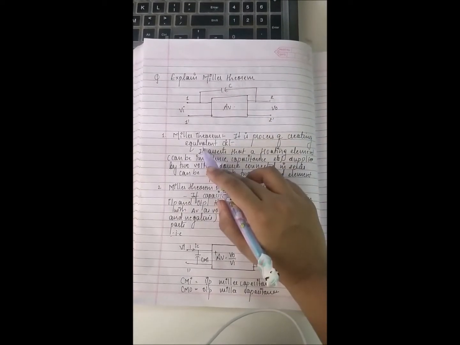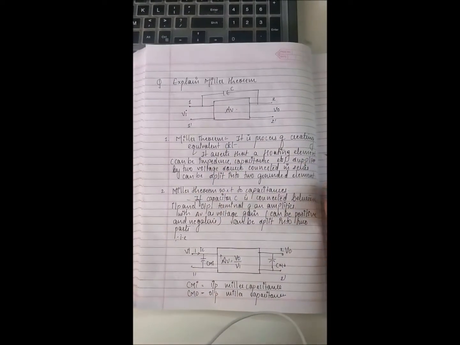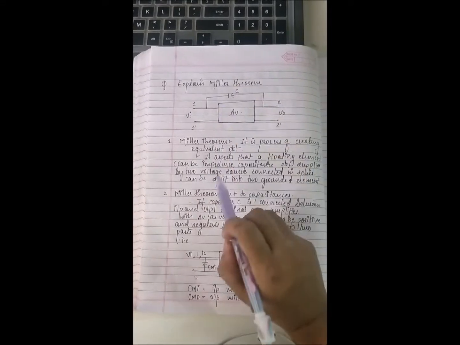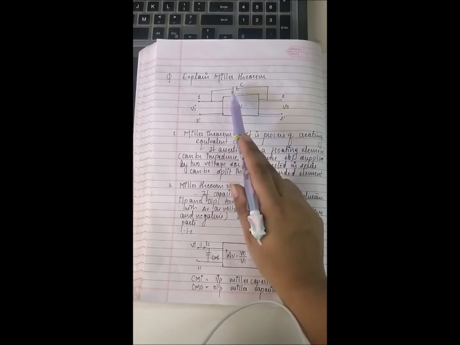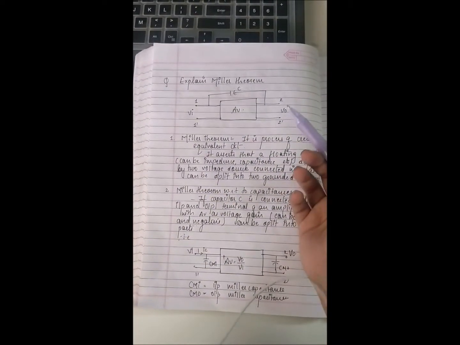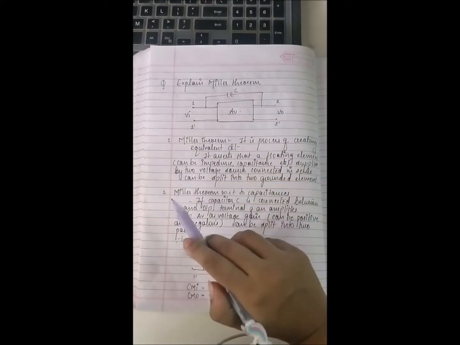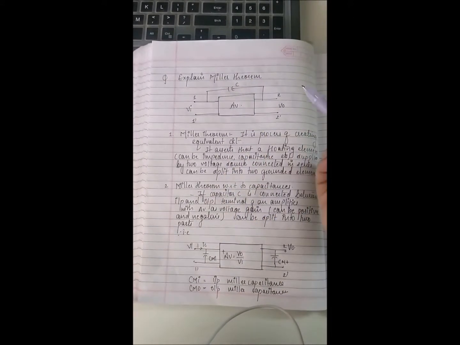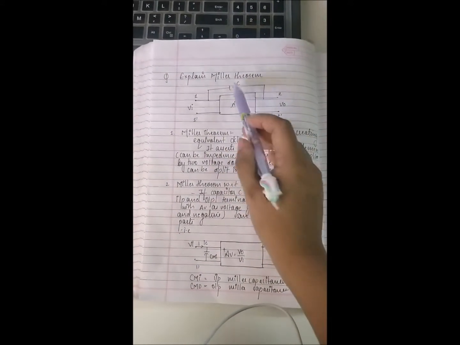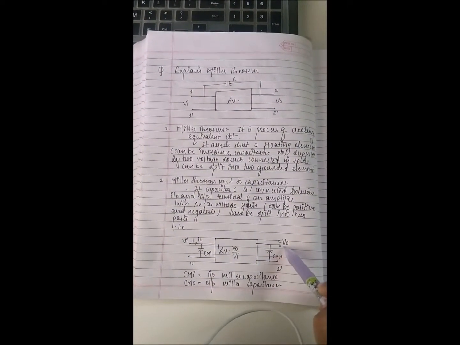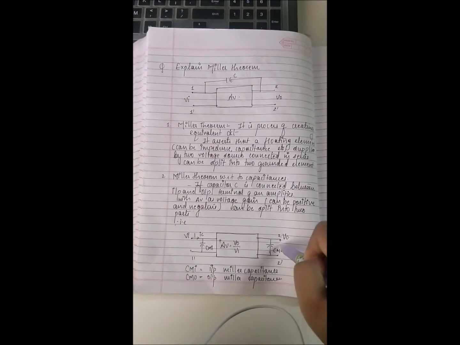Miller's theorem is nothing but the process of creating an equivalent circuit. It asserts that the floating element, which can be an impedance, that is a resistance, or a capacitance, a capacitor, etc., supplied by the two voltage sources connected in series, can be split into two individual parts with respect to ground. So that is nothing but Miller's theorem.